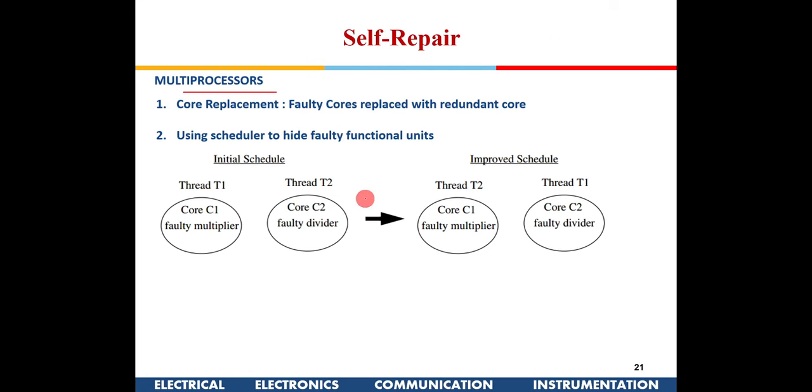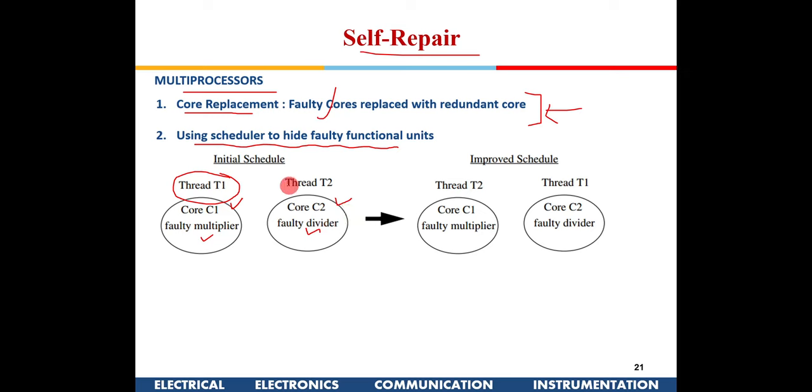And in multiprocessors, now we have detected errors, how to do a self-repair. If there are several cores, the faulty core can be replaced with a redundant core. So you have some redundant cores, but this will be a highly inefficient way of doing it. Something known as a scheduler can be used. The multiplier of core 1 may be faulty, the divider of core 2 may be faulty. When you do all the checks we discussed earlier to detect errors, if we find that this particular core has a faulty multiplier and this one has a faulty divider, then probably we can use this core for division and this one for multiplication.